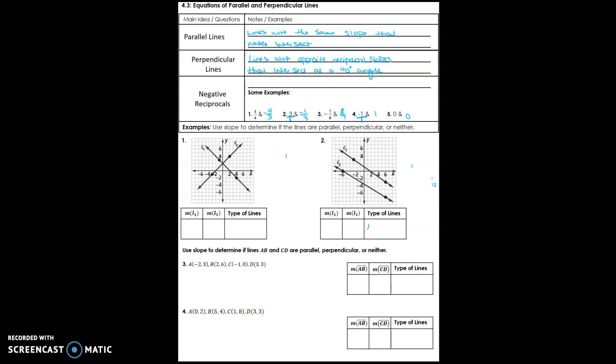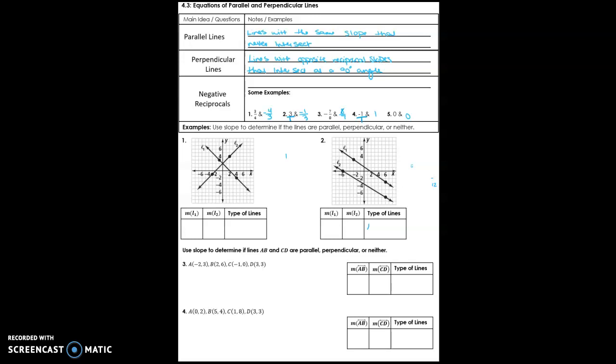Alright, so now we want to use slope to determine if the lines are parallel, perpendicular, or neither. So remember, slope is that equation that I gave you a while ago that you should have in your notes many times. So it's that m equals y2 minus y1 over x2 minus x1. So keep that in the back of your brain. And so now I'm looking at 1. So I want to use the slope, but I have to find the slope first in order to analyze if they are perpendicular, parallel, or neither.